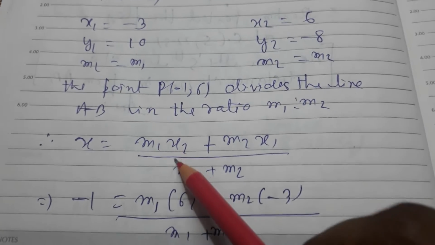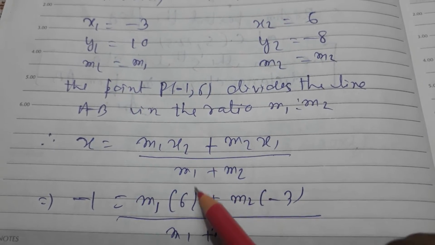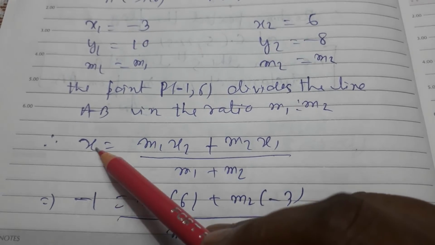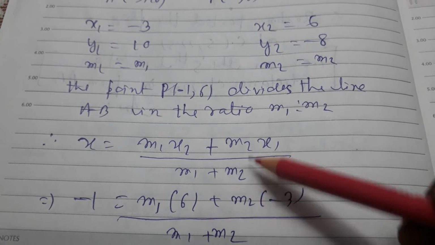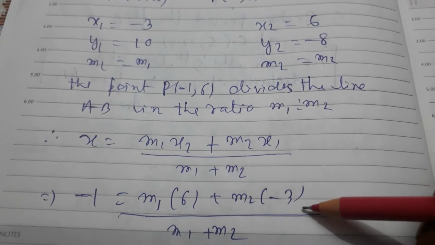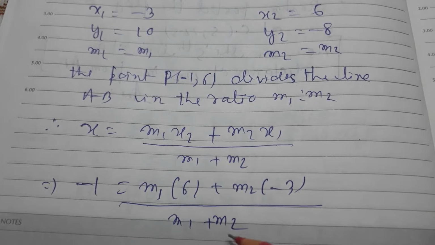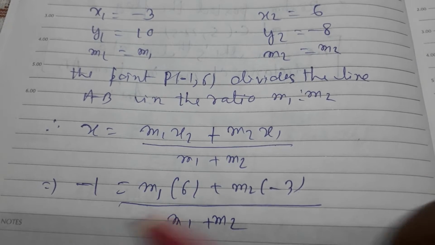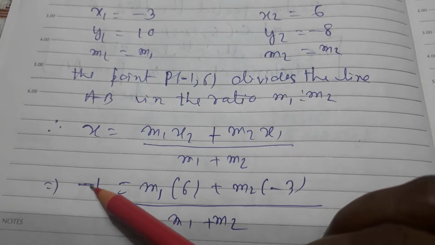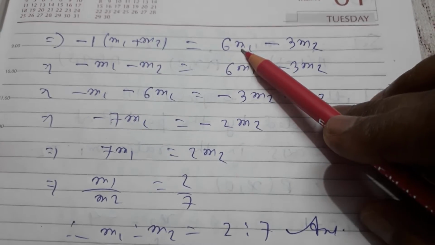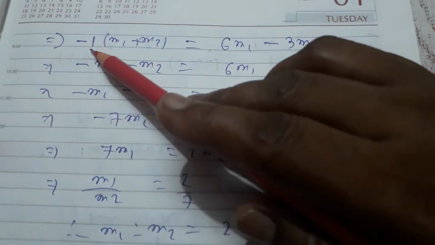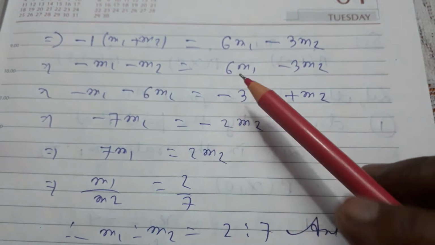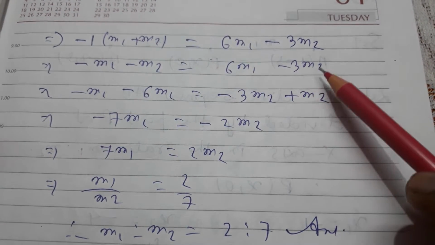x equal to (m1 x2 plus m2 x1) by (m1 plus m2). Value of x is -1, and m1 is m1, x2 is 6, plus m2, and value of x1 is -3, by m1 plus m2. Now by cross multiplication we get -1 into (m1 plus m2) equal to, break the bracket, 6m1 minus 3m2. So -m1 minus m2 equal to 6m1 minus 3m2.